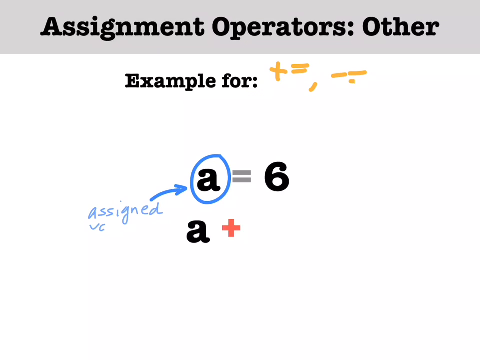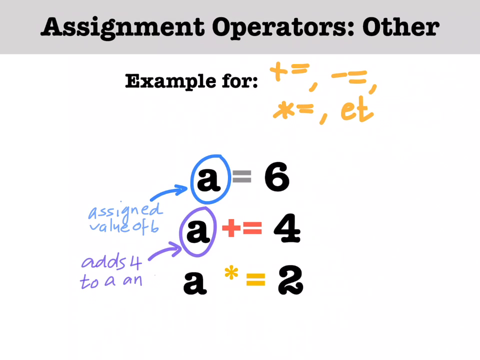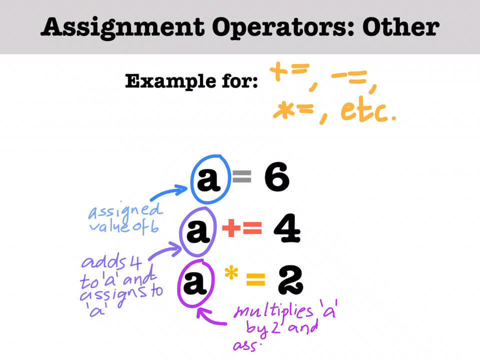Here is an example for the other assignment operators. In the first line, the variable a has been assigned a value of 6. In the second line, 4 has been added to the variable a and this result has been assigned to the variable a. So now the variable a has a value of 10. In the third line, the variable a has been multiplied by 2 and the result has been assigned to variable a. So now variable a has a value of 20.